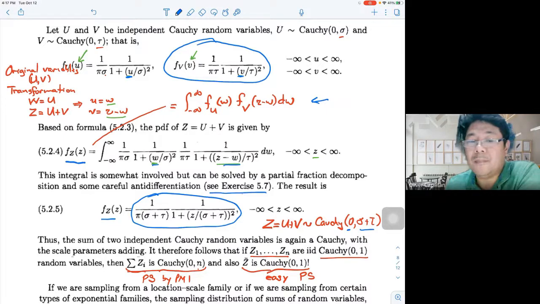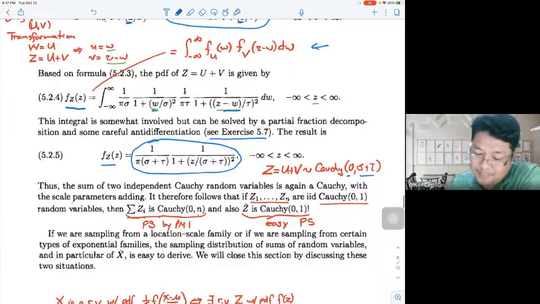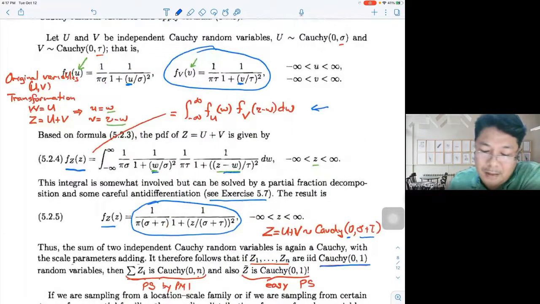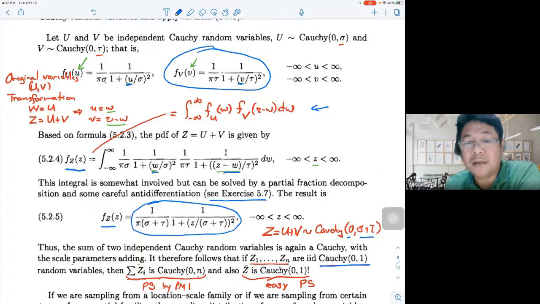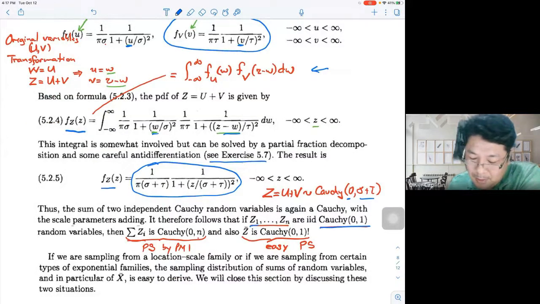So to determine the distribution of the sample mean, if you have a random sample Z sub 1 up to Z sub n from a Cauchy 0, 1, according to what I have discussed a while ago, consider just two, U plus V, where U is Cauchy and V is Cauchy. Now if we have n numbers, Z sub 1 up to Z sub n, using the principle of mathematical induction, since its scale parameter is just 1, it is a constant.